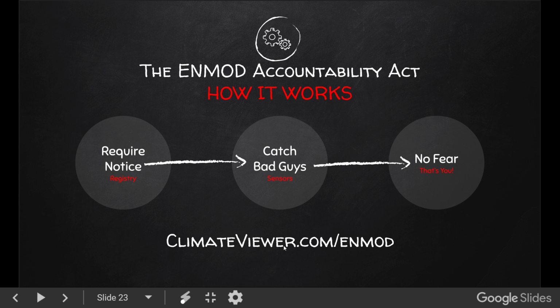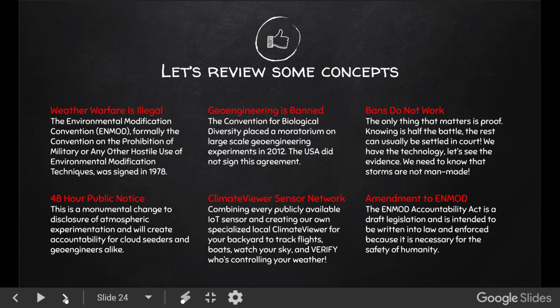It's available at climateviewer.com/enmod. After 10 years of researching this topic, that's what I've come up with as my solution. I believe that I am the only person on the internet who's actually put forward a solution to this. I've already got the backing or the agreement of David Keith, Ken Caldeira, two of the most hated geoengineers on the planet, and several other prominent scientists, including the world's top historian on weather modification, James Roger Fleming.